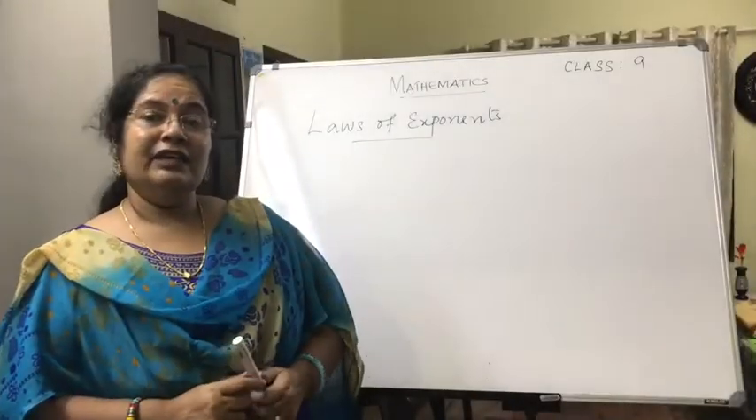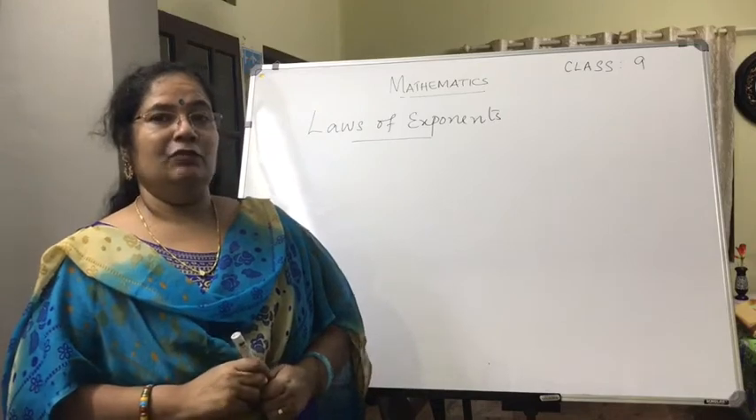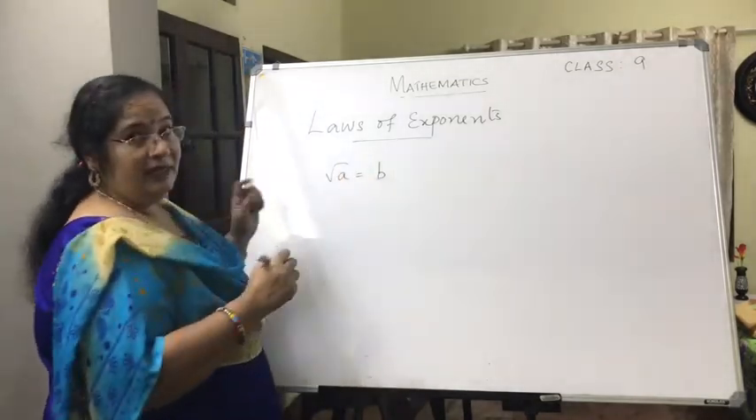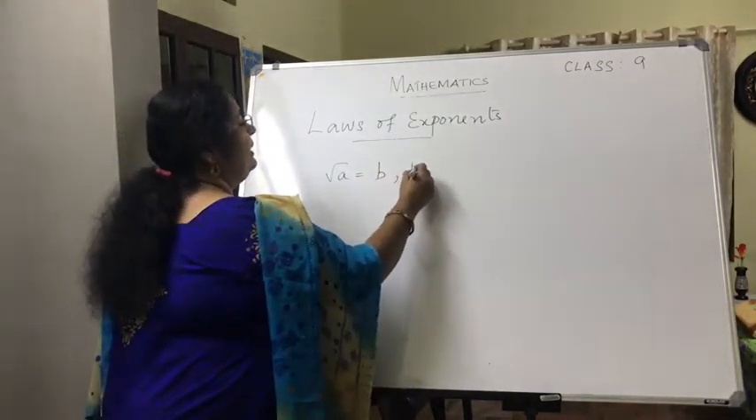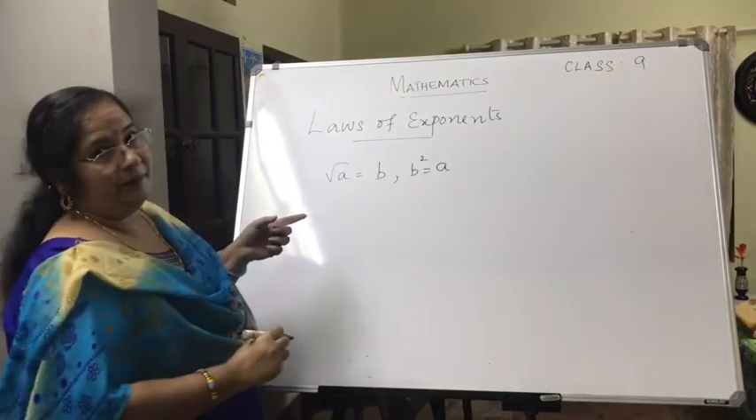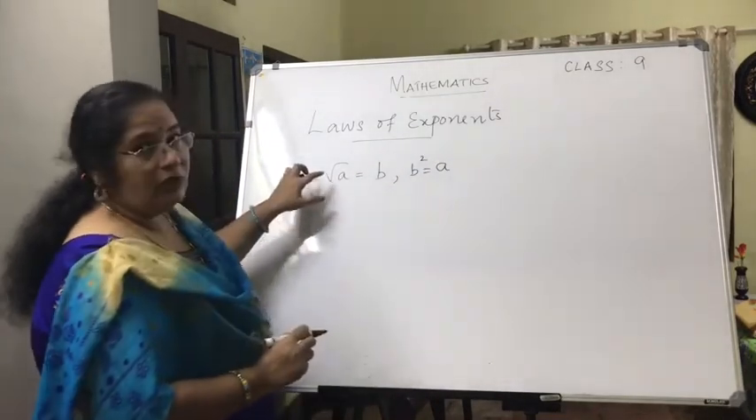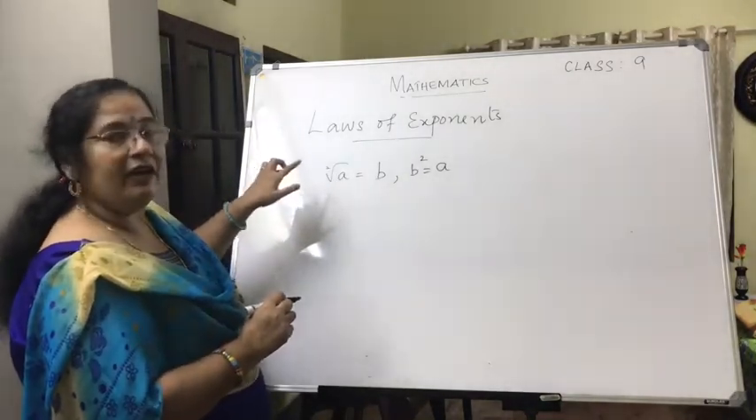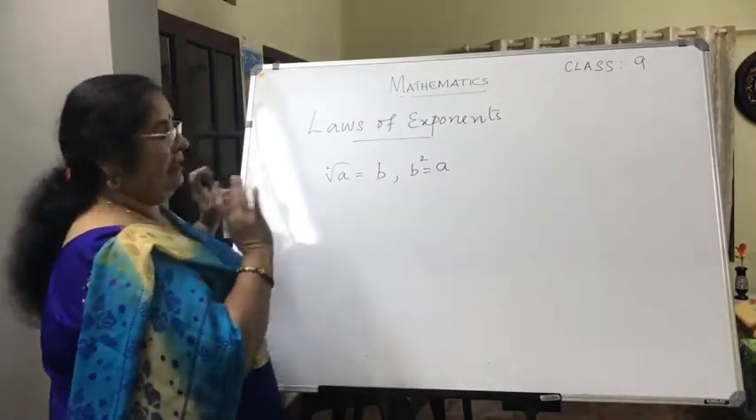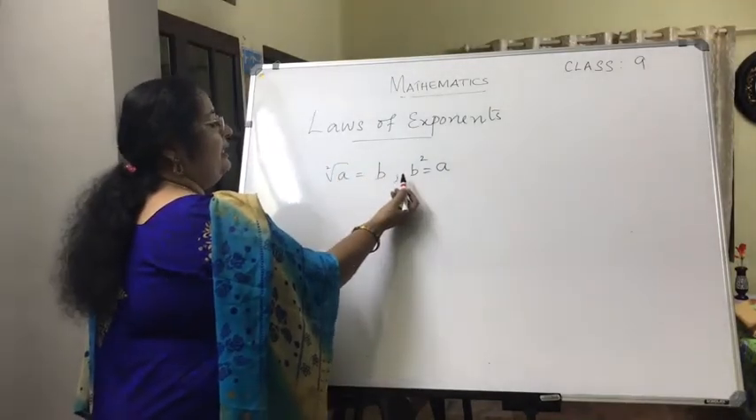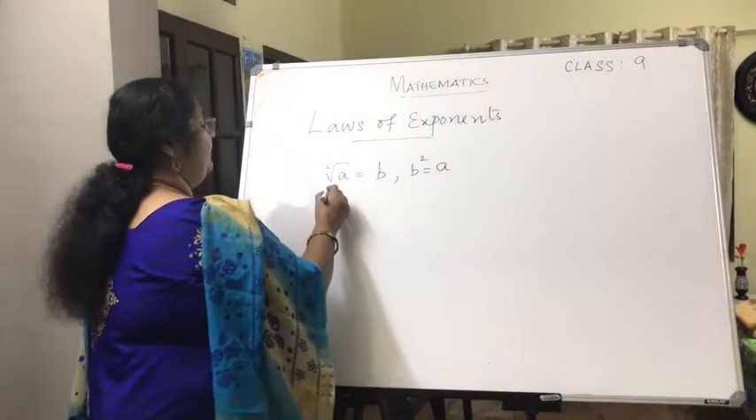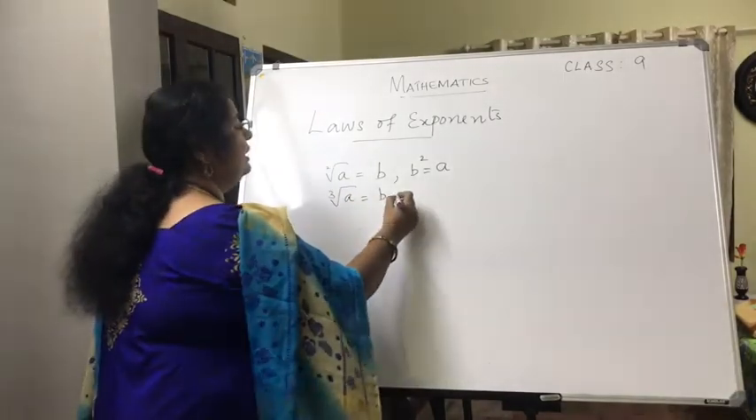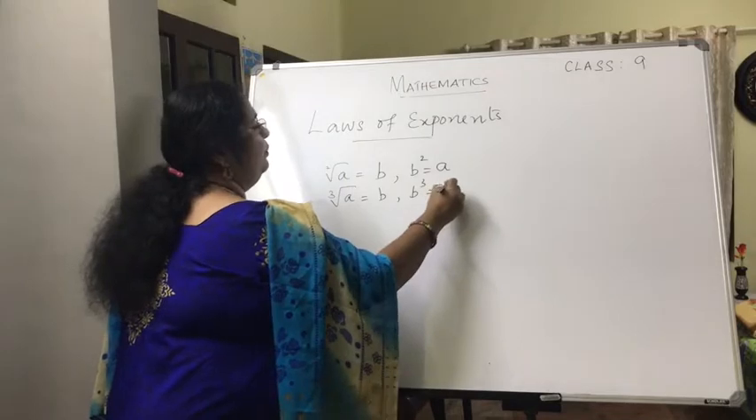In the earlier class, we have learned about another property. What is that? Root of a will be equal to b. What is the condition? If b square is equal to a. So root of a actually means what? Square root of a. I told you that day, square root actually is to be written like this, but we are not writing like that. We don't write that 2 over there. So root of a is equal to b if b square is equal to a. Same way, cube root of a will be equal to b. What is the condition? If b cube is equal to a.